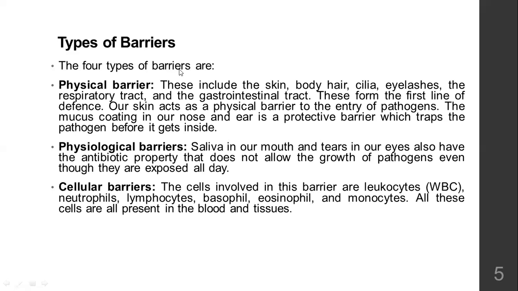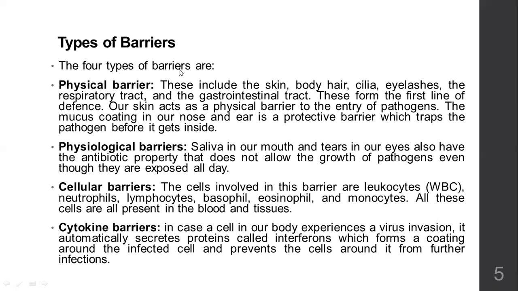Then cellular barriers: cells like white blood cells, neutrophils, lymphocytes, basophils, eosinophils, monocytes. These are the 5 types of white blood cells. These cells are present in your blood and tissues. At a cellular level, they will give you protection. Neutrophils, basophils and eosinophils have toxins within them that will burst open when they trap the bacteria or virus, and these toxins can kill them.